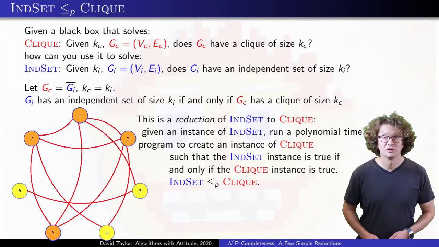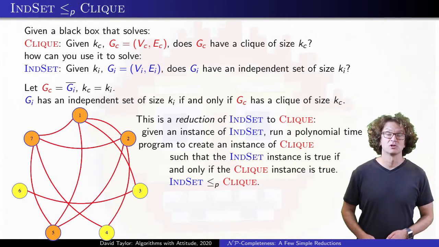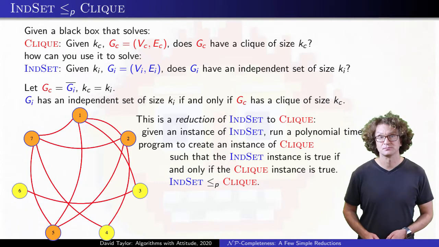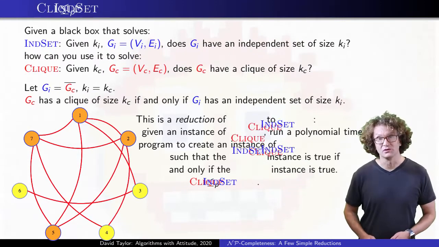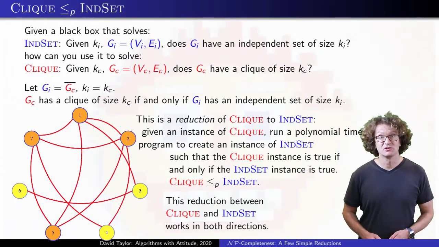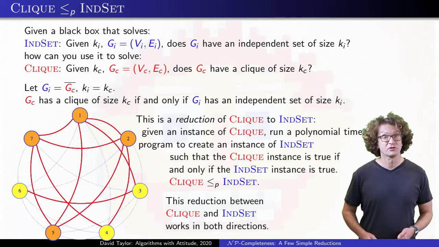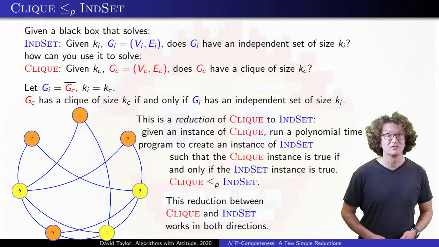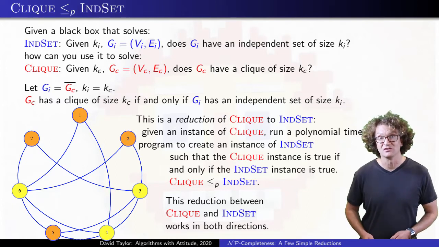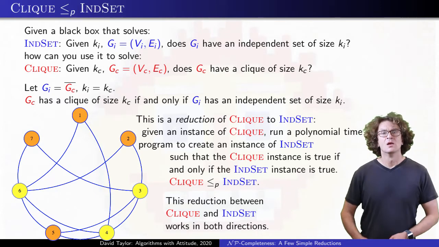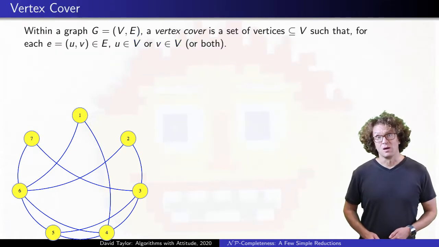The P denotes that we're allowed to take polynomial time to transform an instance of one problem into an instance of the other. One thing that this reduction has that's a bit unusual is that it works both ways. The same transformation that changes the independent set instance into a Clique instance also reduces a Clique instance into an independent set instance because the complement of a Clique is an independent set. We're going to use a few different problems.